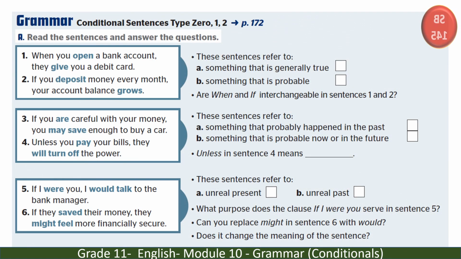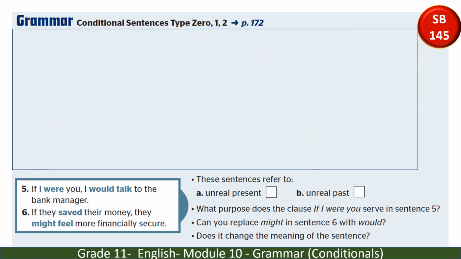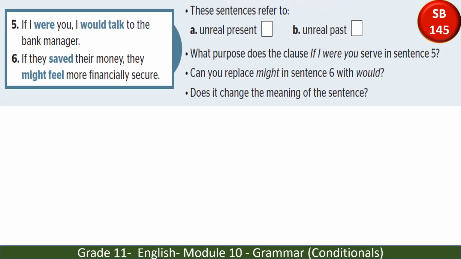Now open your student's book, page 145. We are going to answer 5 and 6 only. Read the questions carefully, do the exercise, and come back to check your answers. Pause the video now. Welcome back. Sentences 5 and 6 are both second conditional sentences. So they both express unreal present. Great.